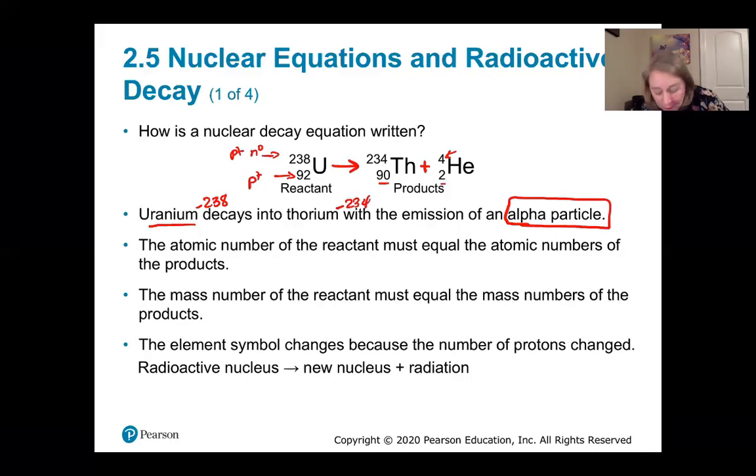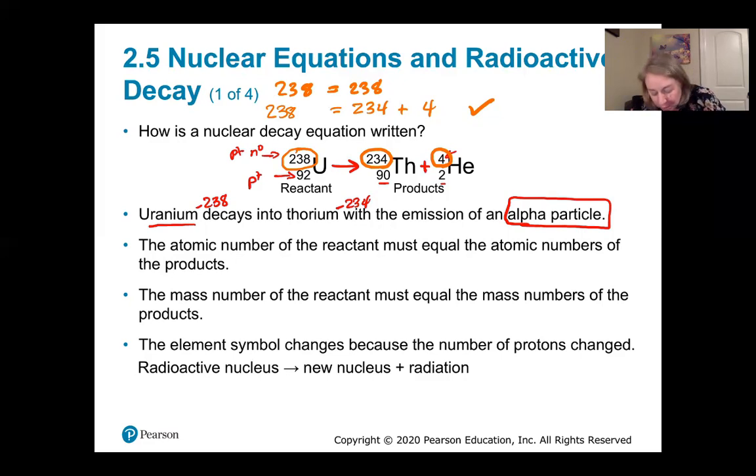Basically, all you have to worry about is making sure that the numbers on top add up. On the left side of the equation, I have 238 for a mass number. It has to equal the number on the other side. So I have 234 and I have 4. Do they equal? Yes, 234 plus 4 is 238. So 238 does equal 238. That's how we make sure that our equation is balanced in this case.